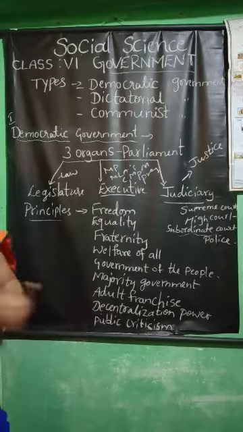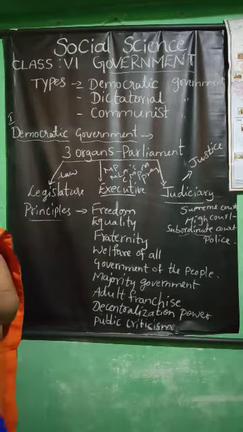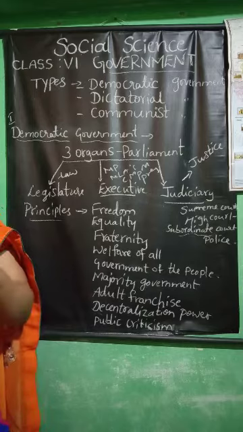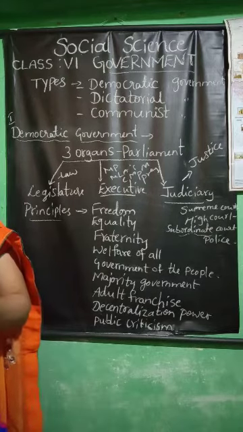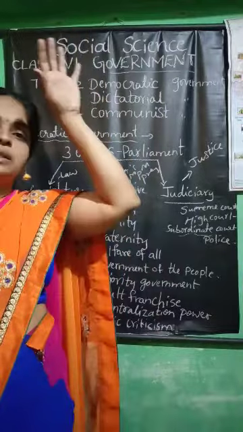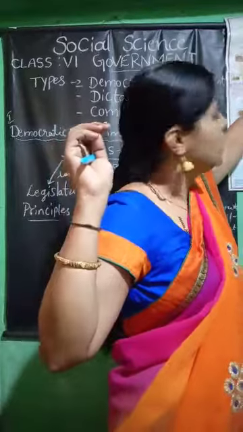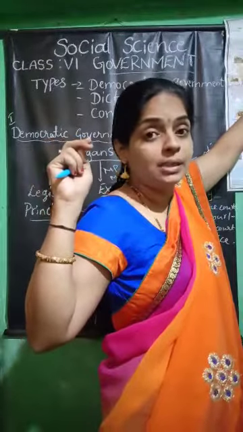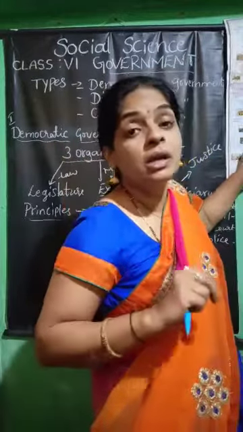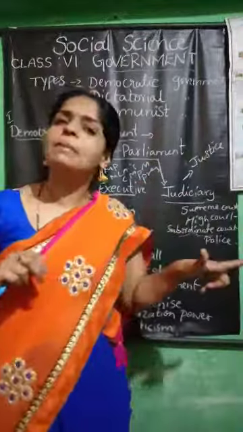Okay, then decentralization of power and public criticism. Decentralization of power is nothing but self-government, state government, local government, these are all we are having. First one is centralization. Centralization means our Indian government, where is the parliament, in Delhi, isn't it? So Delhi is the central government, and all the 29 states again are having separate governments. For example, Karnataka is having a separate government.